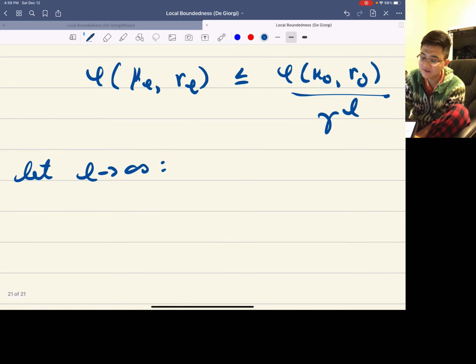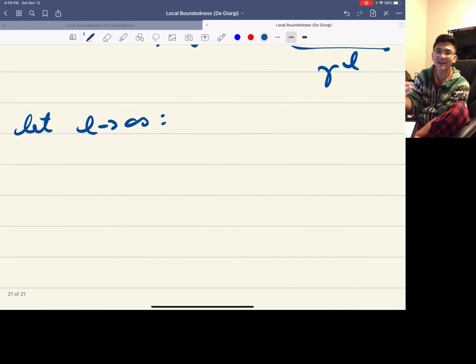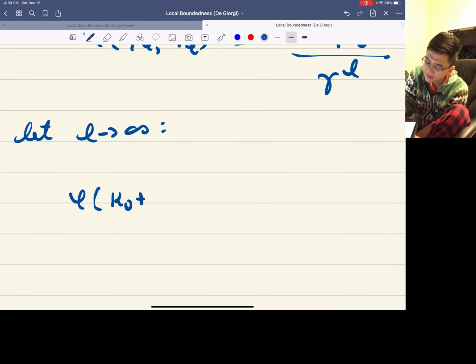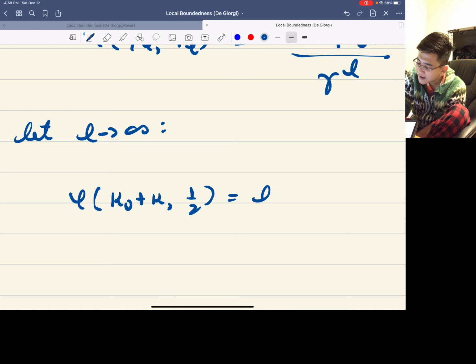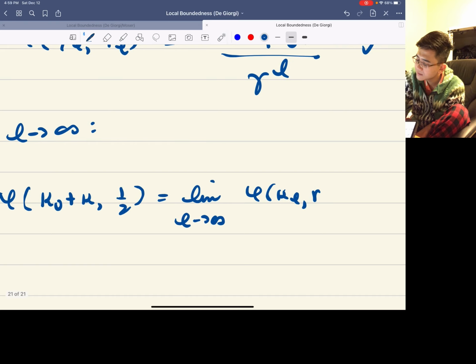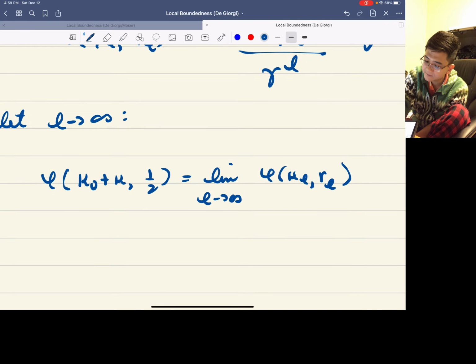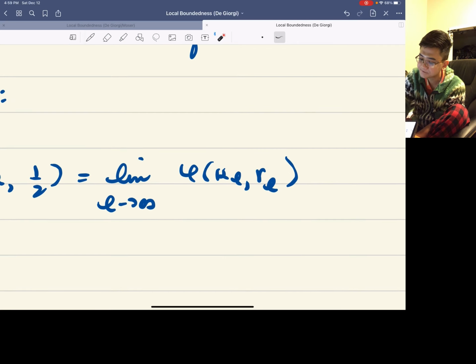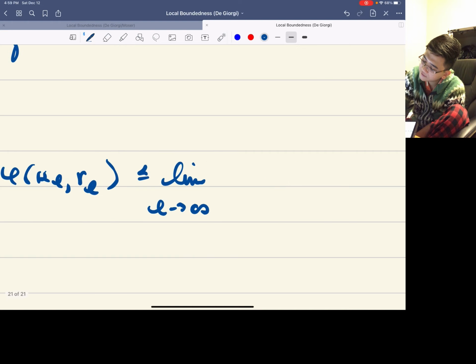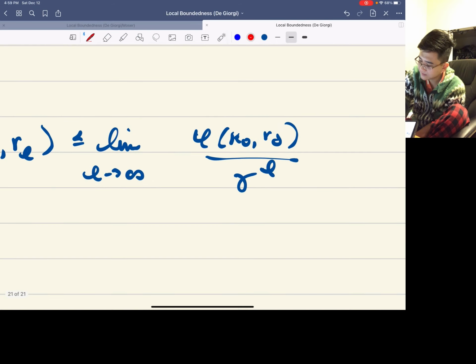So note that this is an L2 norm of something, and it's fairly straightforward, by dominated convergence, and I invite you to try it, that as L goes to infinity, you have phi of, this is K0 plus K, 1/2. This is the limit as L goes to infinity of phi of KL, RL, because KL converges to this, RL converges to 1/2, less than or equal to the limit as L goes to infinity of phi of K0 R0 over gamma to the L. Excuse me, and since gamma is bigger than 1, this limit is 0.